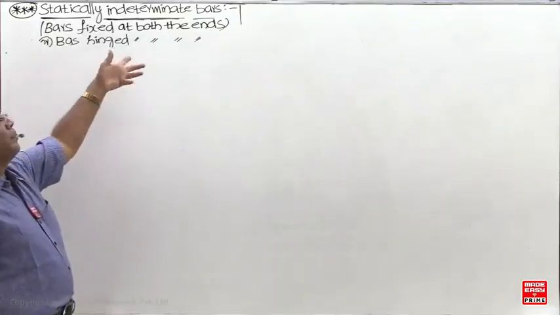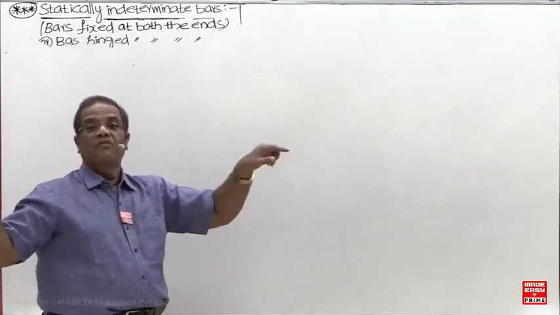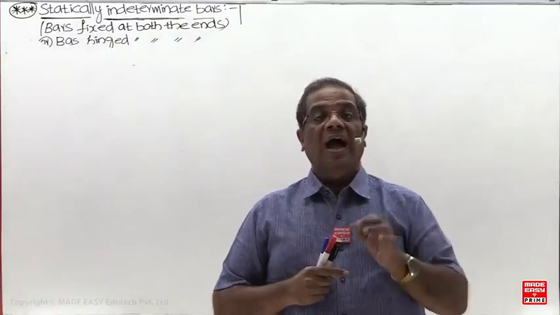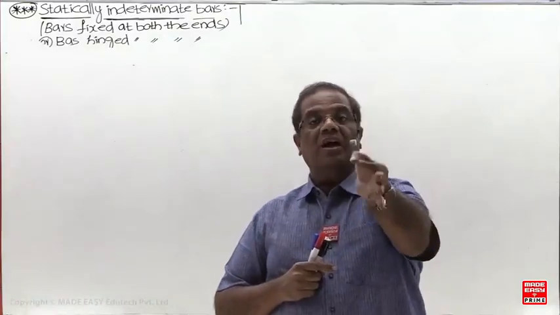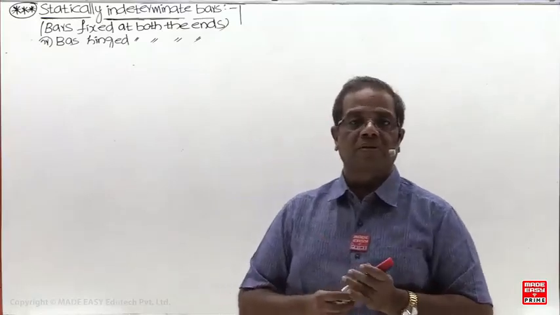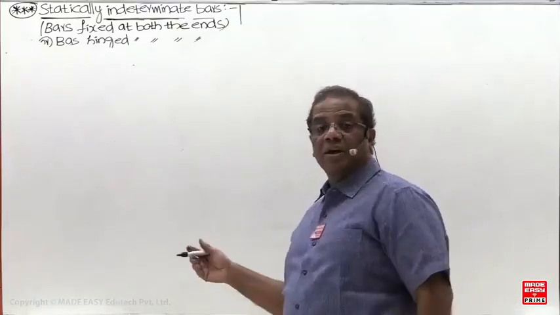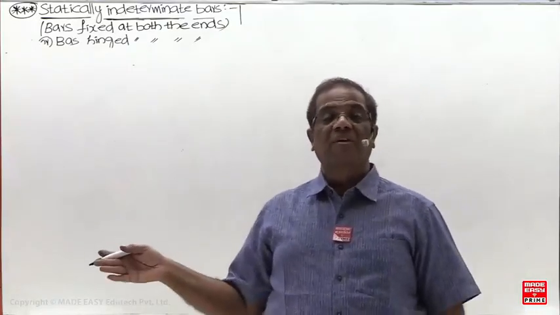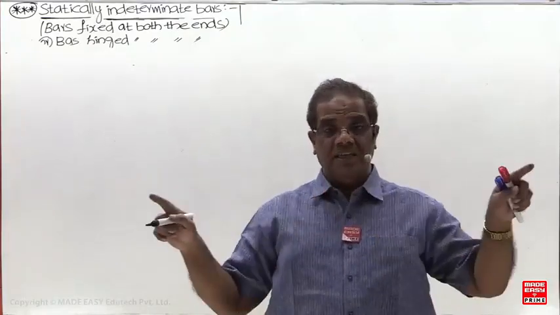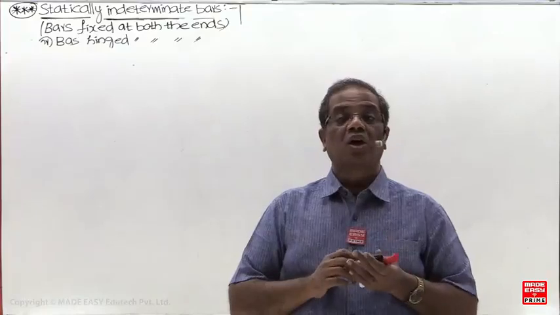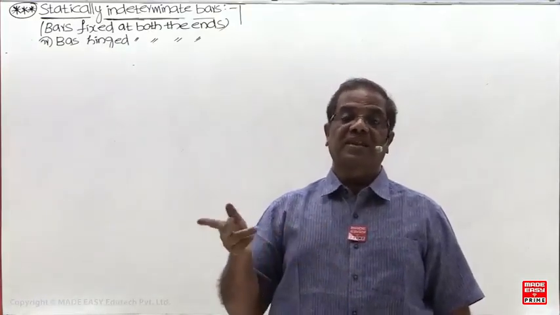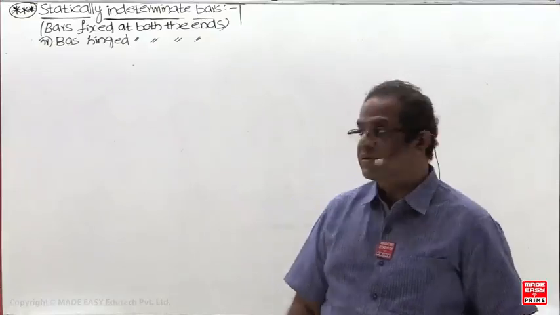Here, what you are studying is a bar under axial load. For me, the change in length should be 0. To keep the change in length 0, use either two fixed supports or two hinge supports, or the other combination, fixed and hinge. Whenever you want to restrict the change in length, you can use two hinge supports, two fixed supports, or one fixed and one hinge.